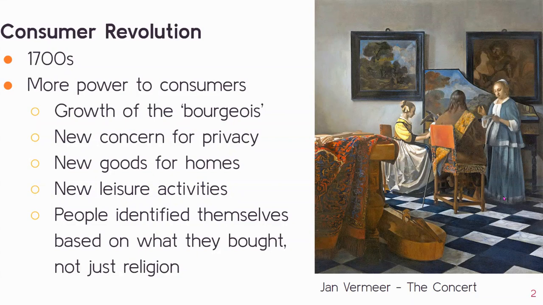Okay. And then the last concept here in the consumer revolution is that people start to identify themselves based on what they're buying, not just based on their religion. And so you can see this as an example on the right. This is a painting by Jean Vermeer called The Concert, where you can see the daughter is practicing piano. They have art in the room. This is a very middle class, bourgeois living room. So you can kind of see how everybody is there.